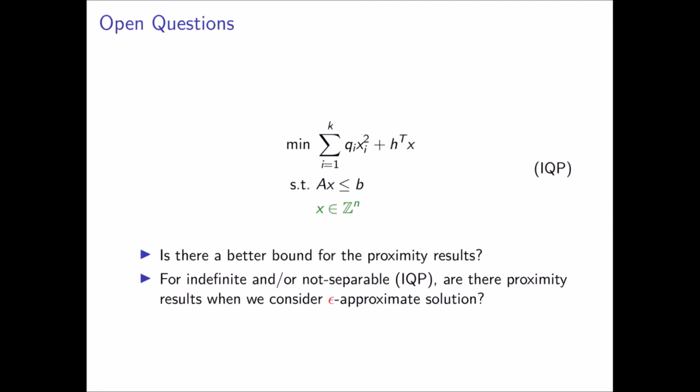I want to finish this talk just with a couple of open questions related to our proximity results. The first is whether it's possible to close the gap between our upper bounds and our lower bounds, which are currently quite significant. The second question, which I personally find more interesting, is the following. According to our results, if we have a separable concave quadratic function, then we have proximity results if we consider epsilon approximate solutions. But what about a more general IQP where the objective can be indefinite or not separable or both? Currently, we don't know if proximity results can exist for these more general optimization problems.